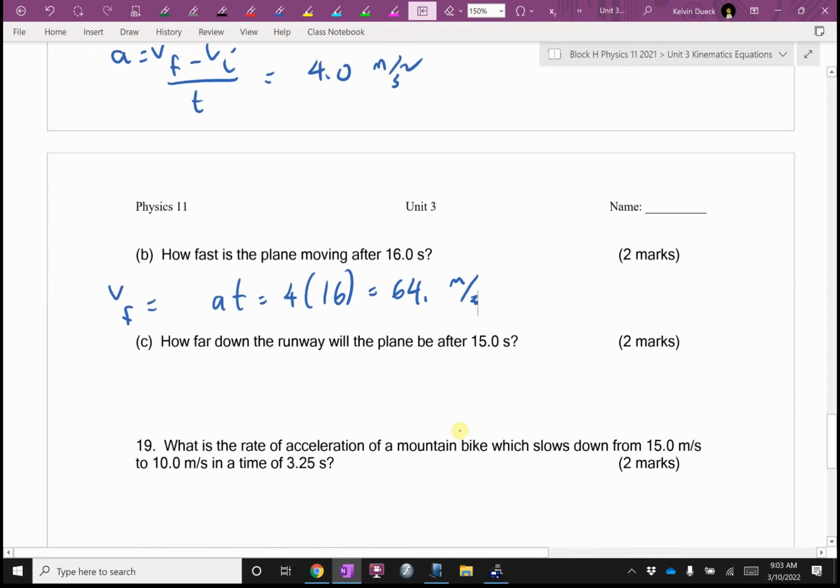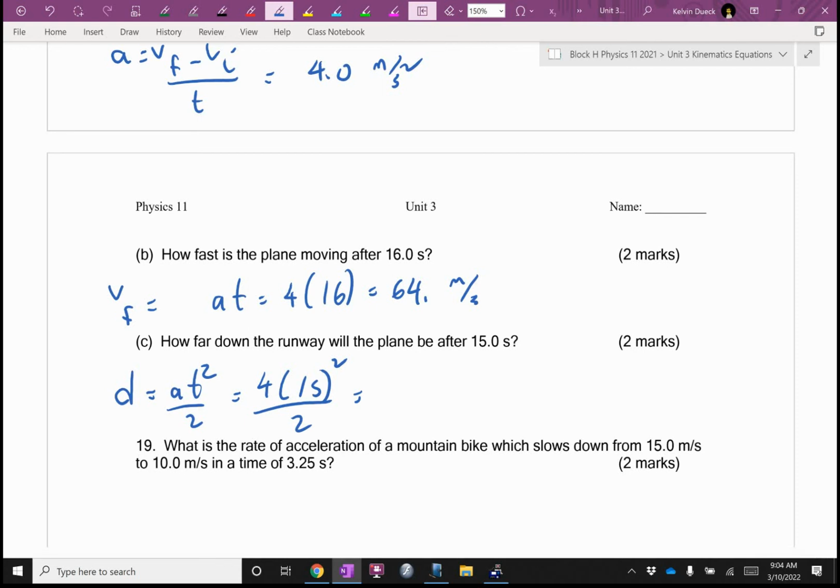How far will it be after 15 seconds? I would probably use D equals AT squared over 2, where A is 4, time is 15, don't forget the squared, all over 2. 15 squared is 225 times 2, is it 450? Meters.